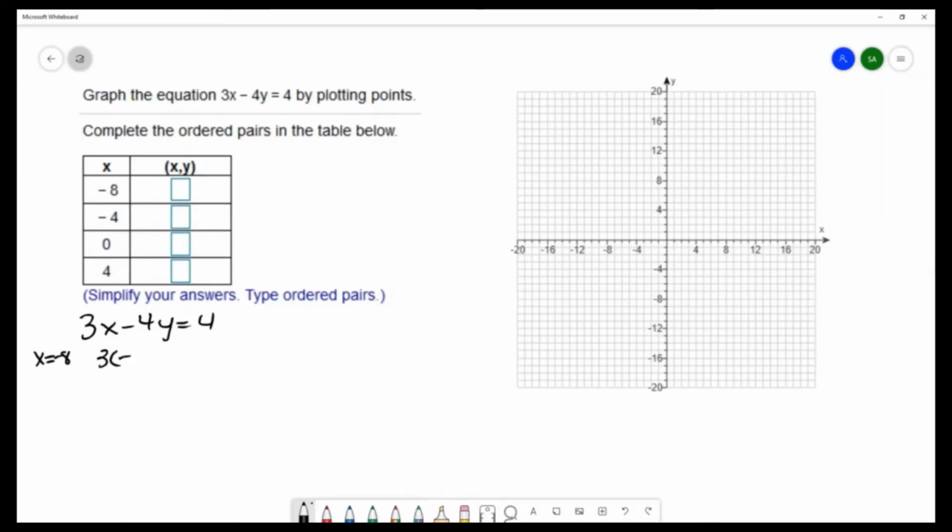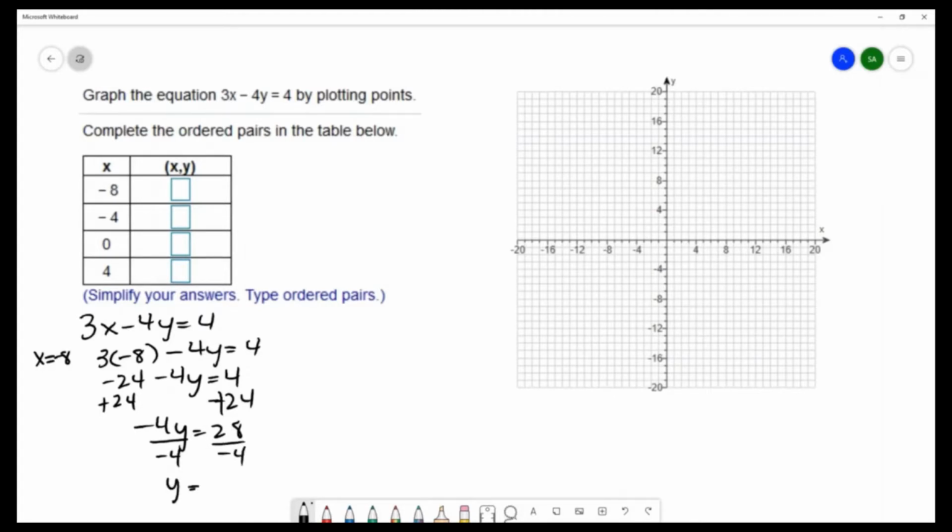That's 3 times negative 8 minus 4y equals 4. Negative 24 minus 4y equals 4. Now I want to solve for y by adding 24 to both sides. That's negative 4y equals 28. I can divide both sides by negative 4 to get y equals negative 7. So the ordered pair that goes with an x value of negative 8 is negative 8, negative 7.